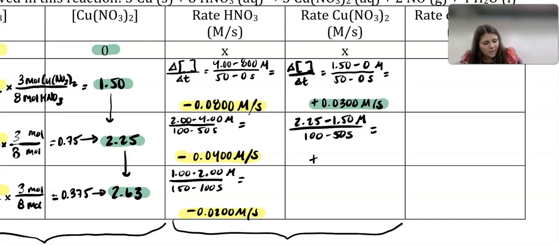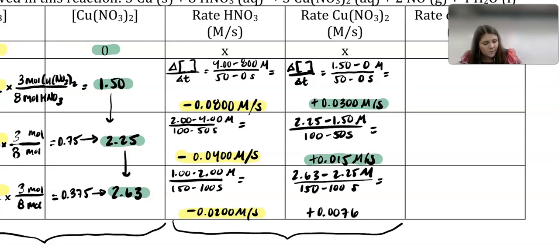This one I get positive 0.015. And if you're like, well, you know what, I'm kind of noticing a trend, you're definitely right, okay? There is definitely a trend with all of this, and we will start clicking things together over the next couple of objectives. All right, lastly, this is 0.0076 molarity per second. All right.